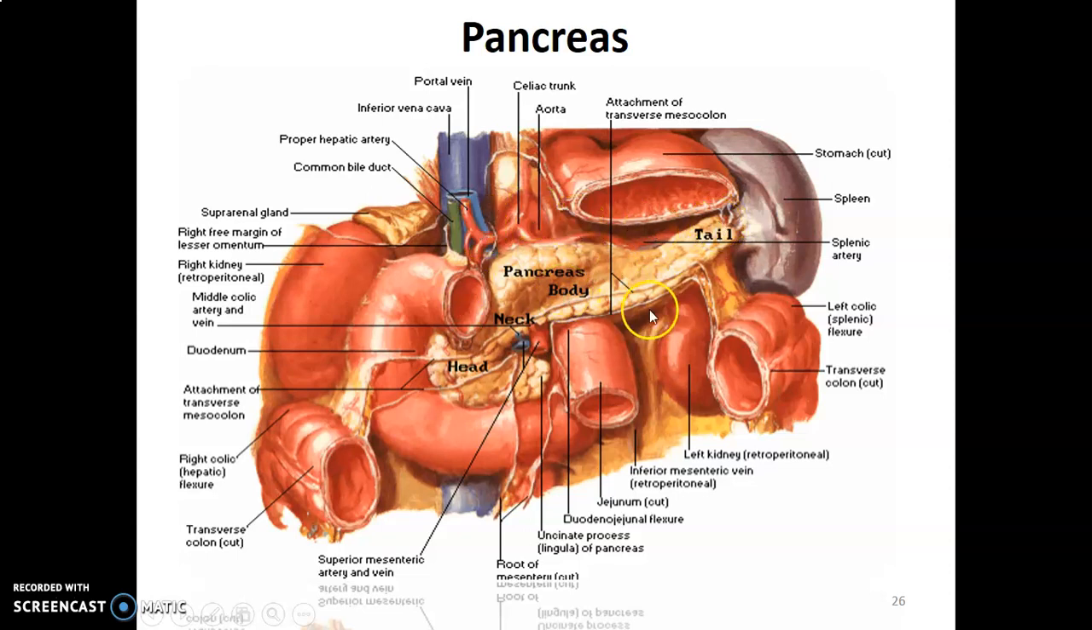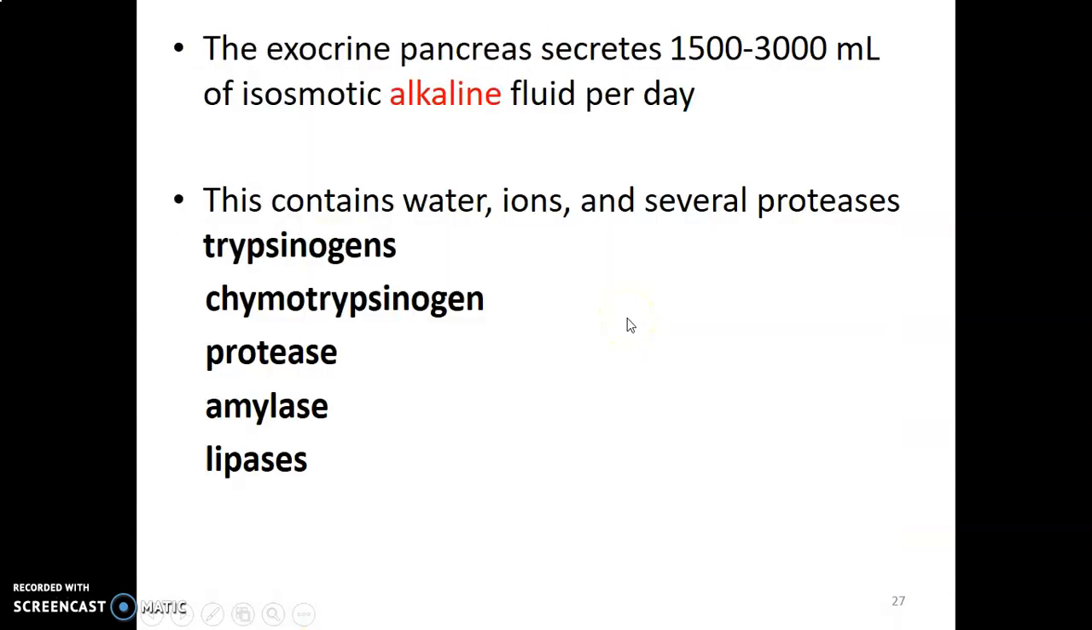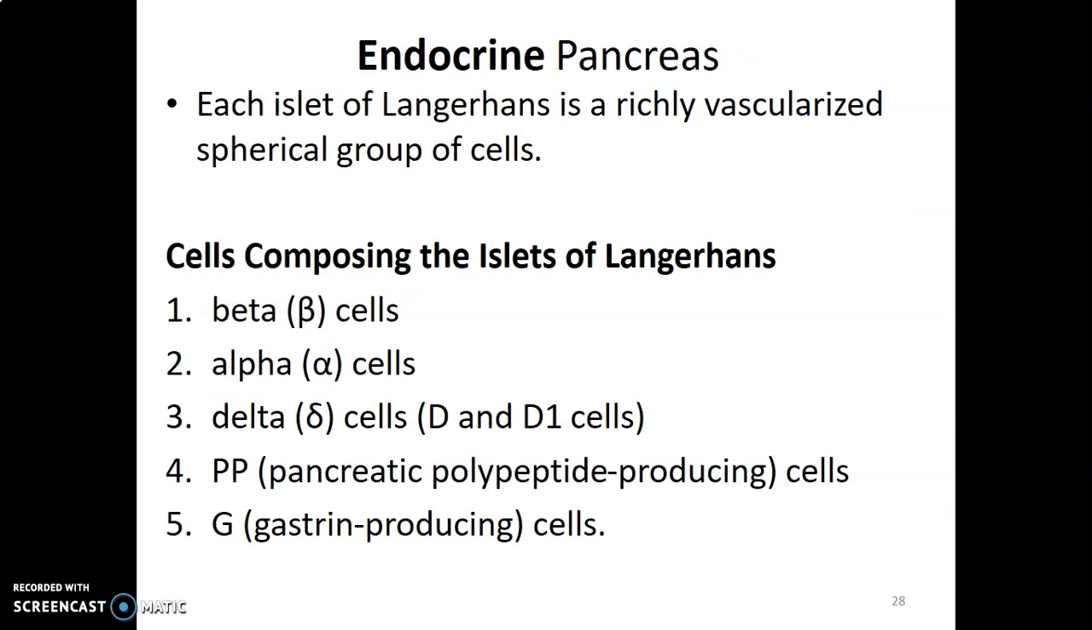The relations, blood supply, innervation of the pancreas has been covered in a gross lecture, so I will not discuss it here. So the exocrine pancreas will produce alkaline fluid with the following enzymes that help with digestion. So lipases to digest lipids, proteases, amylases, trypsinogens. These are the enzymes that are contained in the pancreatic juice together with water and ions. Then our main focus here is the endocrine pancreas.